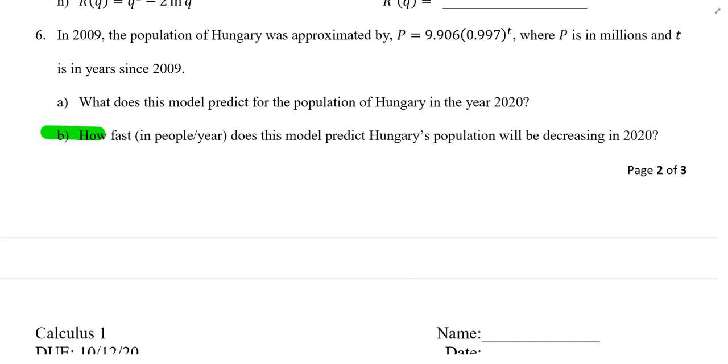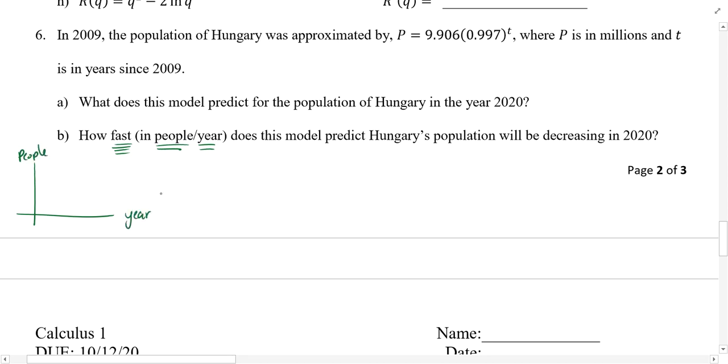With part 6, part B, how fast does this model predict Hungary's population will be decreasing? Well, this is just another opportunity for us to utilize our derivative rule. Because when we talk about rates, how fast something is changing, and especially if we see our unit, people per year, people would be our y-axis unit, and year is our x-axis unit. Well, that's exactly what this population is telling us. And if I'm not mistaken, this particular graph would have this type of shape to it.